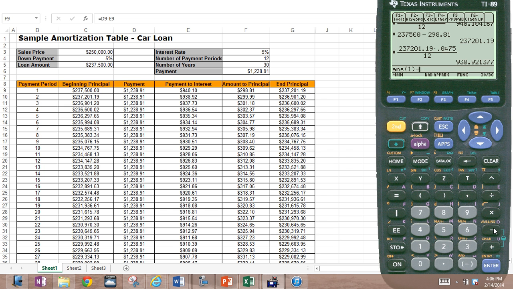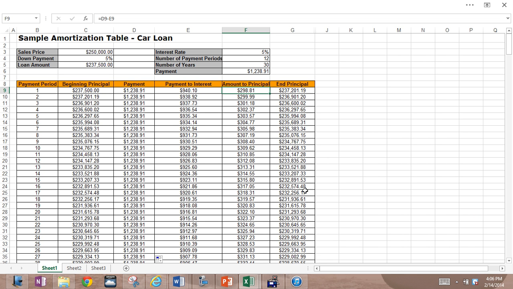Then 1238.91 minus that gives the new principal payment, 299.99. That taken away from the principal at the beginning of the month gives you the principal at the end of the month, and so on and so forth. So that's how we proceed with building an amortization table.